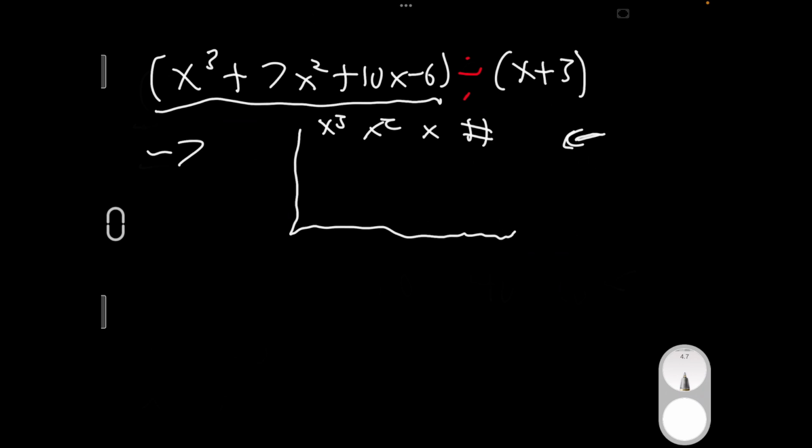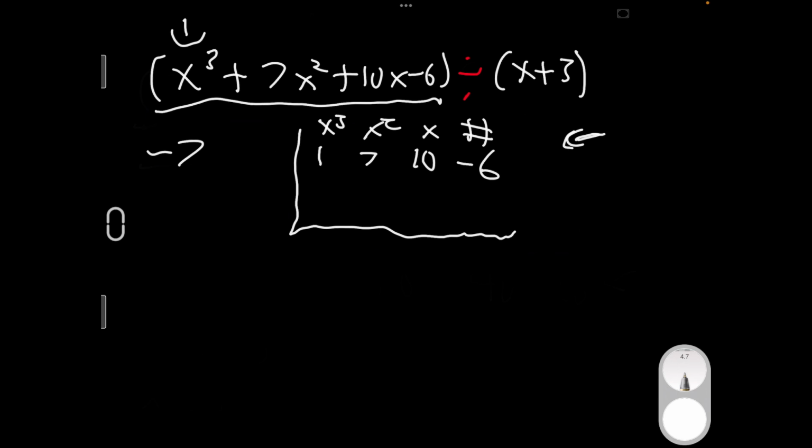The coefficient for the x cubed is 1, so we're going to put 1 right here. The coefficient for the x squared is 7, so we put 7 right here. The coefficient for the 10x is 10, so we put 10 right here. And the last number, which is no x, just says -6, so we put -6 right here.